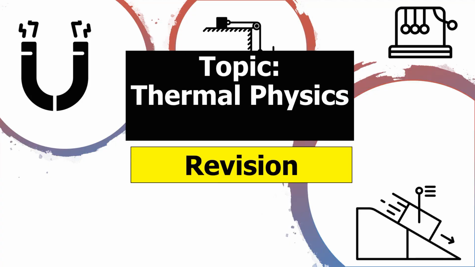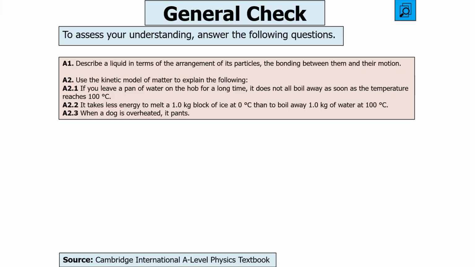So let's have a look at thermal physics. So the first question says, describe a liquid in terms of its arrangement of particles, the bonding between them and their motion. Then use the kinetic model of matter to explain the following.